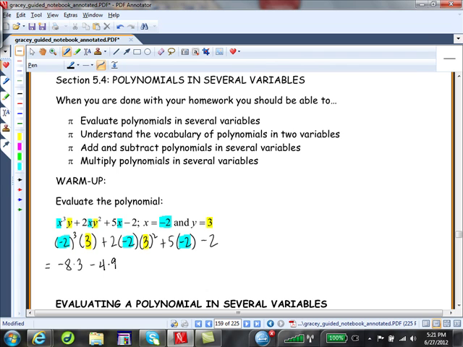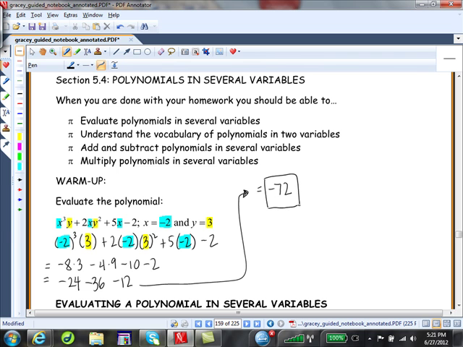And then let's see, we'll have -4 times 9, minus 10 minus 2. This will give us -24 minus 36. And then minus 12. And then combining, let's see, these guys have the same sign, so we'll get a -60. And then decreased by 12 is -72. How'd you do? Awesome. All right. Let's move along.